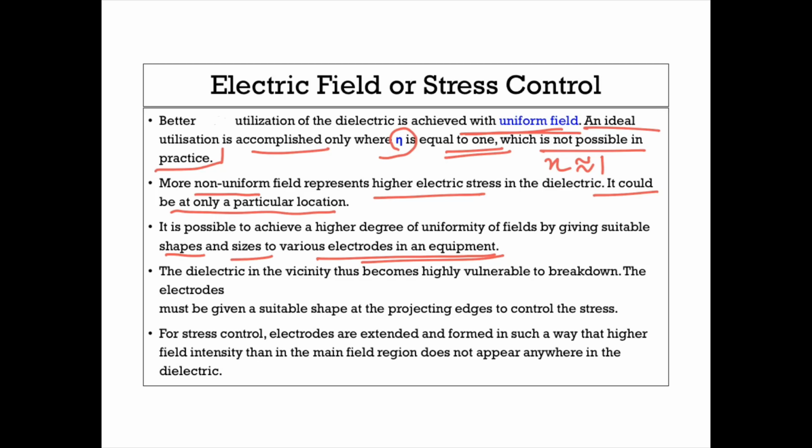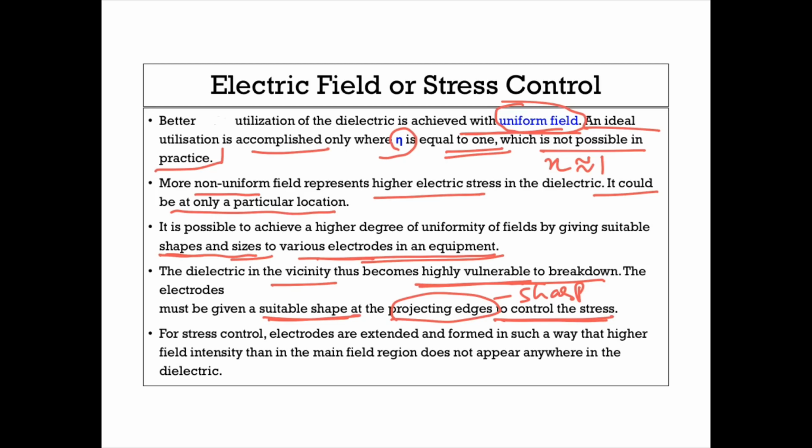So stress control in high voltage equipment is essentially giving a proper shape to different electrodes of an equipment so that the electric field will be uniform. The dielectric or insulator which is in the vicinity is highly vulnerable to breakdown. The electrodes must be given suitable shape at projecting edges. That means at sharp edges, a suitable shape should be given to the equipment so that the stress can be controlled or the breakdown can be avoided.